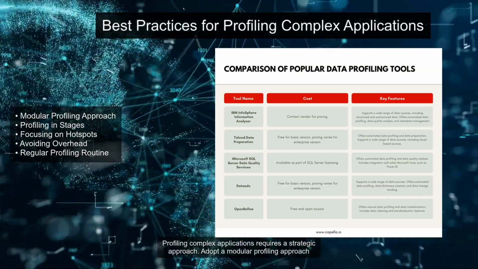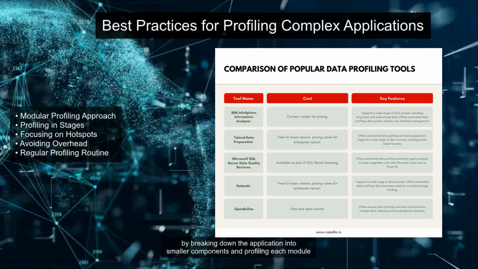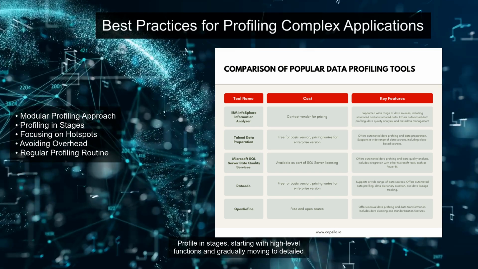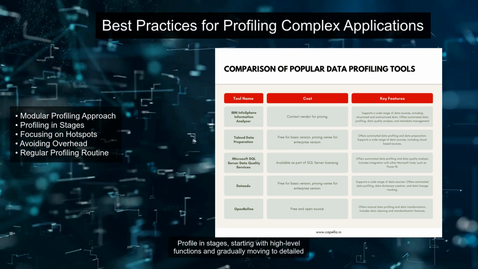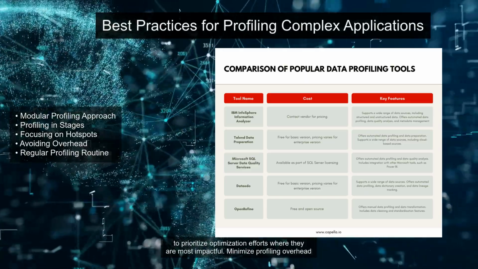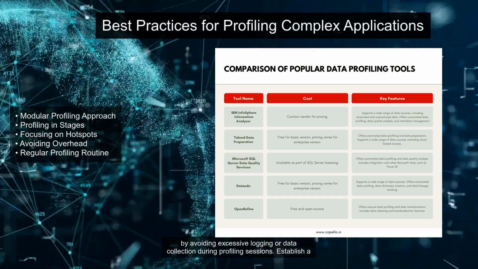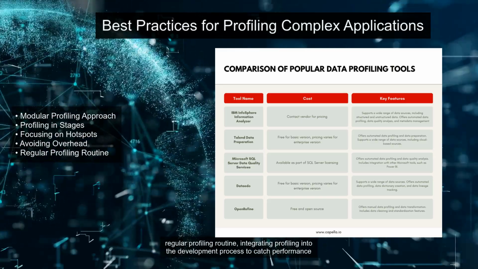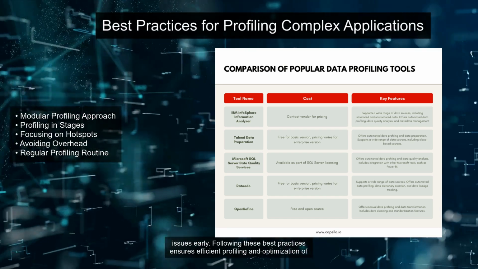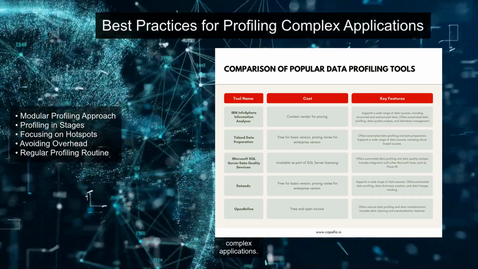Profiling complex applications requires a strategic approach. Adopt a modular profiling approach by breaking down the application into smaller components and profiling each module individually. This helps isolate performance issues and reduces the complexity of analysis. Profile in stages, starting with high-level functions and gradually moving to detailed analysis of lower-level functions. Focus on hotspots identified in previous profiling stages to prioritize optimization efforts where they are most impactful. Minimize profiling overhead by avoiding excessive logging or data collection during profiling sessions. Establish a regular profiling routine, integrating profiling into the development process to catch performance issues early. Following these best practices ensures efficient profiling and optimization of complex applications.